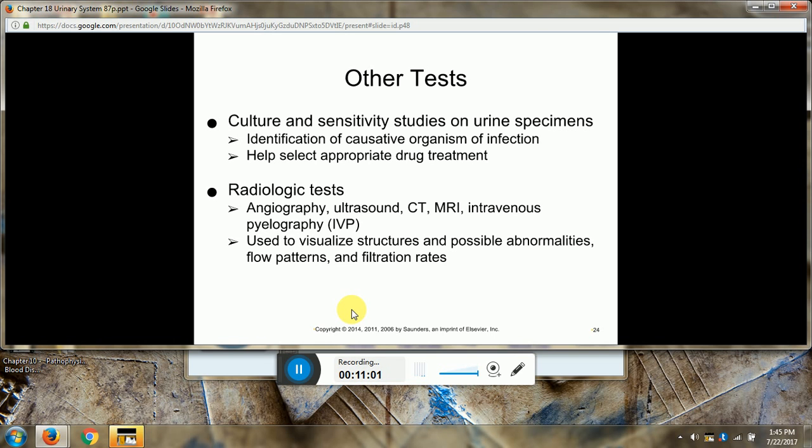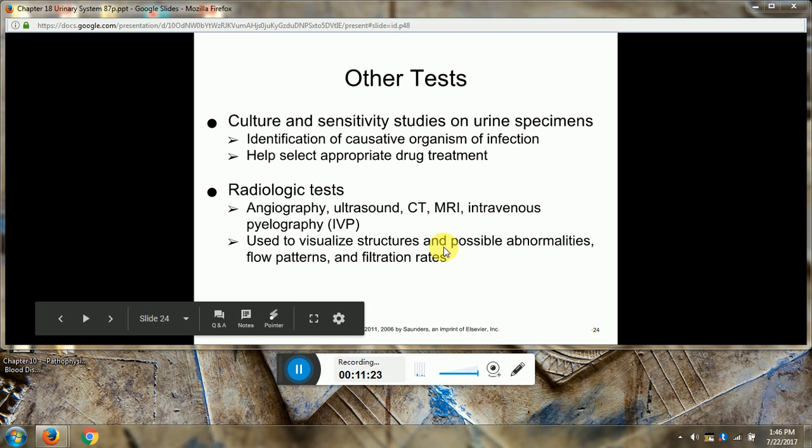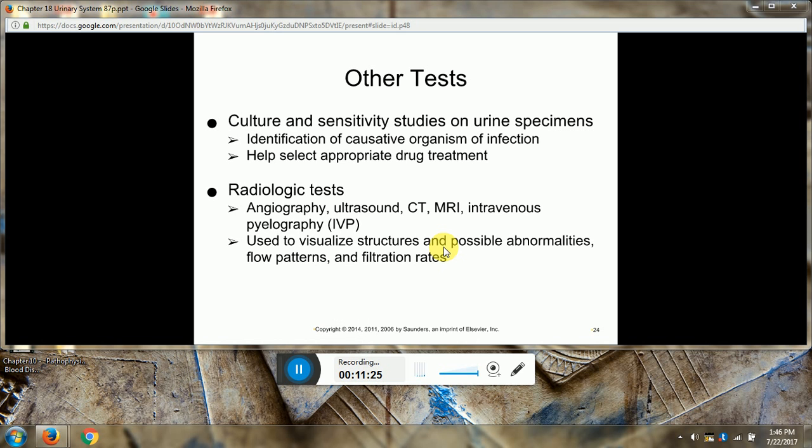There are x-rays that could be done, CT, MRIs, ultrasound, and IVP, that is intravenous pyelography, where something is injected through the veins, and then x-rays are taken of the urinary system to indicate any abnormalities within the system, or you can also take a look at filtration rates and flow patterns.